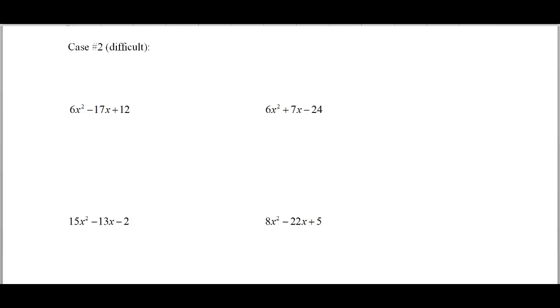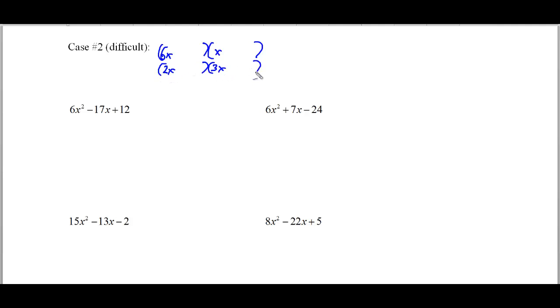These are the more challenging ones from chapter 5 of the Intermediate Algebra textbook, section 4. What makes these challenging is that you'll notice that the first term of these 4 examples here are not 1. The leading coefficient is not a 1, which means that the expression, like let's take this first one for example, the F of FOIL could be either 6x and 1x, or it could be 2x and 3x.